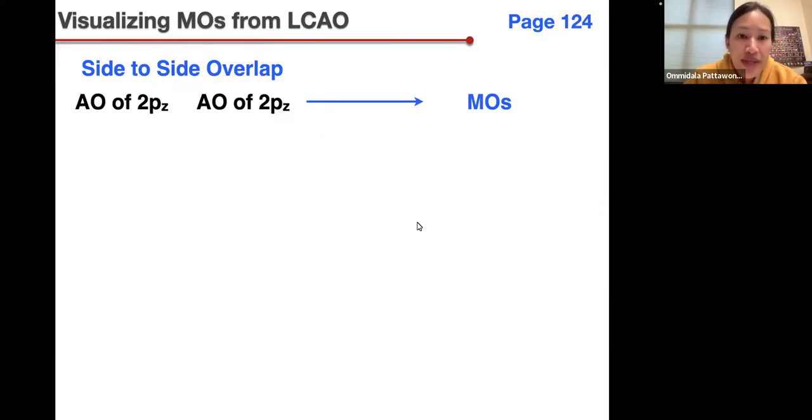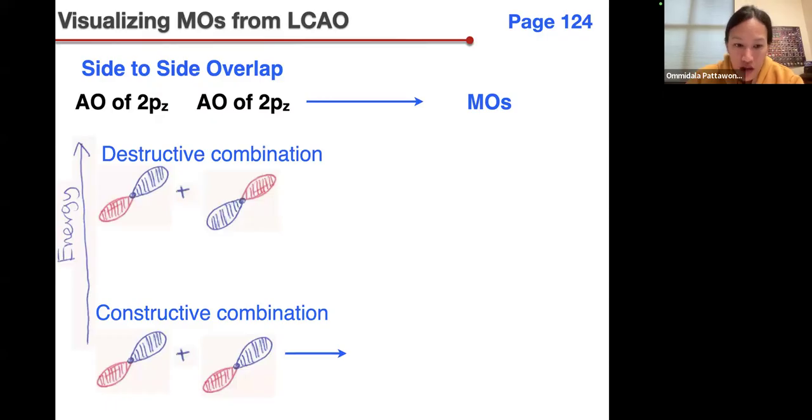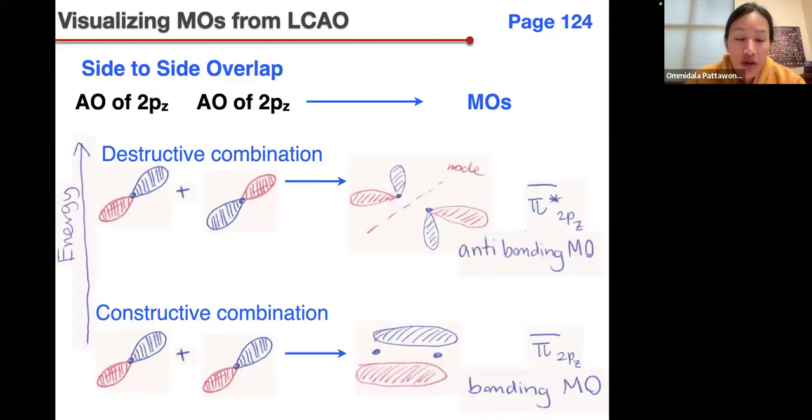Next, when you look at the 2pz and 2pz combination, the side-to-side overlap is going to be identical to the 2py side-to-side overlap. It's just a different orientation, a different axis. So same thing: constructive has to have the same phase, and they combine together to form pi 2pz bonding molecular orbitals. For the destructive combination, it would yield pi star 2pz anti-bonding molecular orbitals.